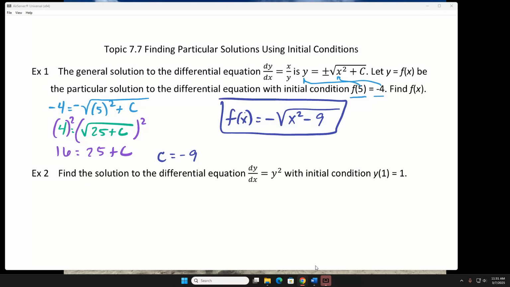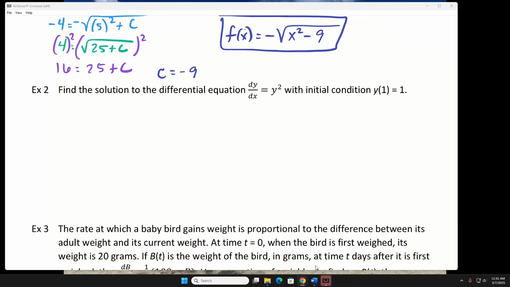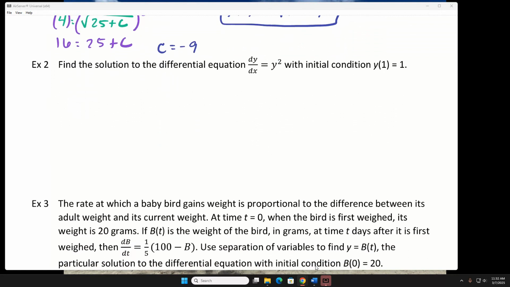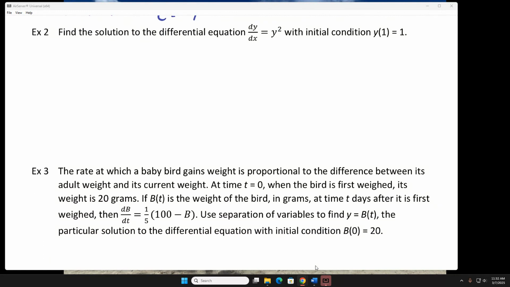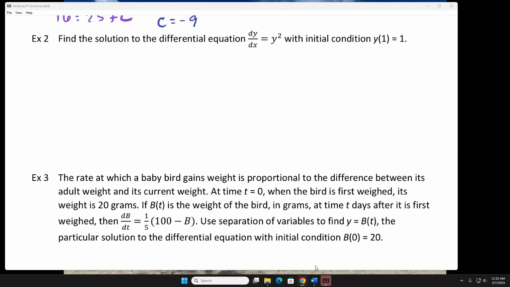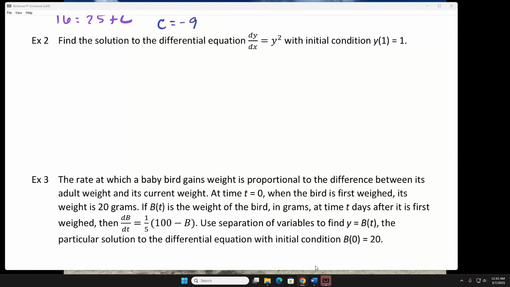All right, so on example 2, we're going to have to do all the things. And so we are going to have to find the antiderivative and then plug in. So the first step in solving a differential equation is to separate the variables. So in this case, we're going to need to divide by y squared and multiply by dx.